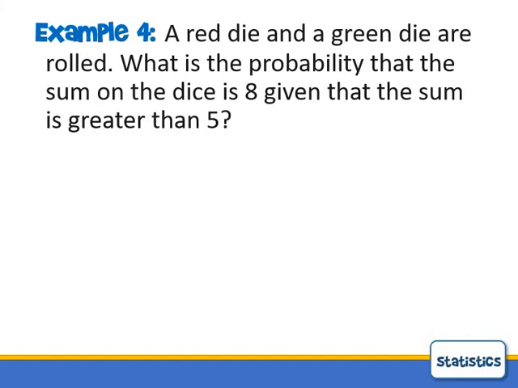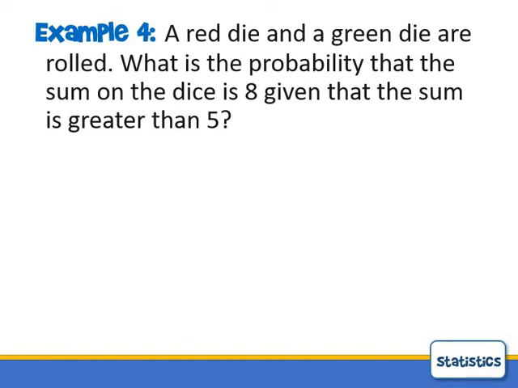In our first chapter on probability, we looked at an example like this one here where we had a pair of dice, a red one and a green one, to make sure they're very distinct here. And we had 36 possible outcomes if we rolled them, 6 times 6. And we could look at the sum on the dice, and that's what we're going to do here with a conditional probability. A red die and a green die are rolled. What is the probability that the sum on the dice is 8, given that the sum is greater than 5?